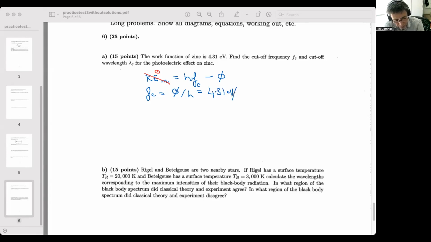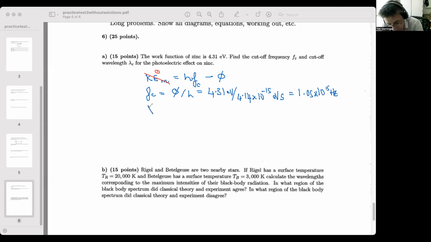We can look up or remember Planck's constant is 4.14 times 10 to the minus 15 electron volts seconds. If we divide the numerator by the denominator, I got a frequency that is about 1.05 times 10 to the 15 hertz, 10 to the 15 inverse seconds. So that's the cutoff frequency. If we have a photon with a higher frequency, that will emit electrons. If we have electromagnetic radiation with a lower frequency than that, we can't emit electrons.